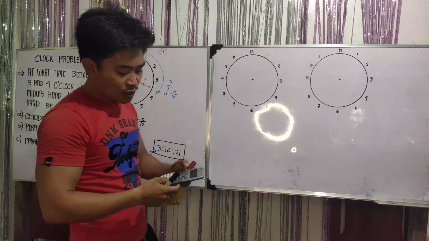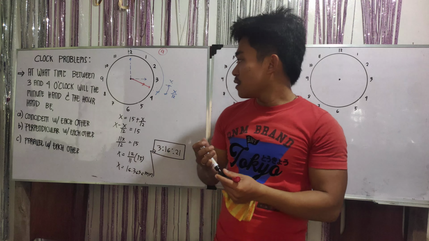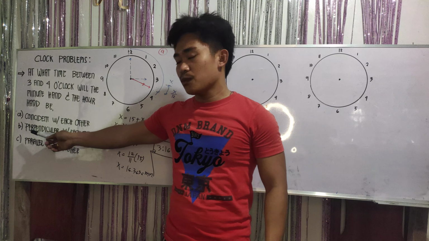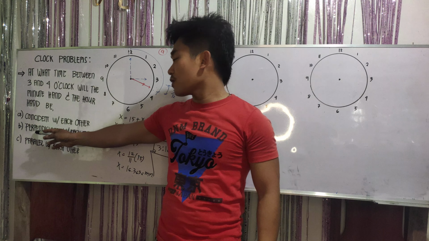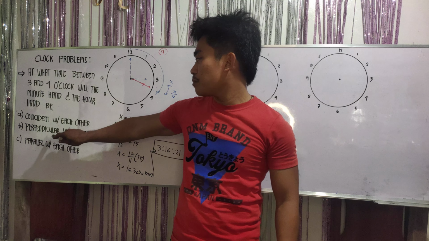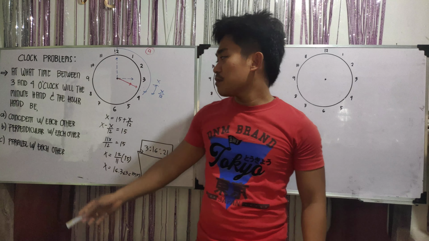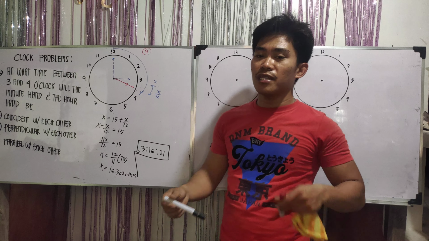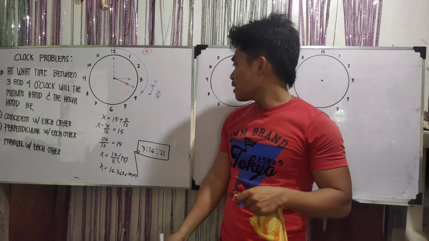Now, for letter B, at what time after or between 3 and 4 o'clock will the minute hand and the hour hand be perpendicular with each other? Pag sinabing perpendicular, so in short, they must be 90 degrees.